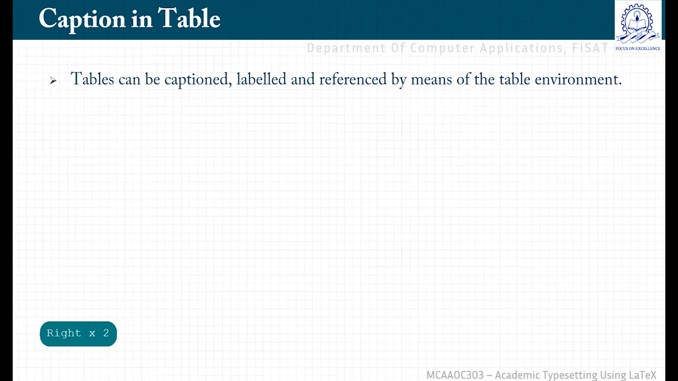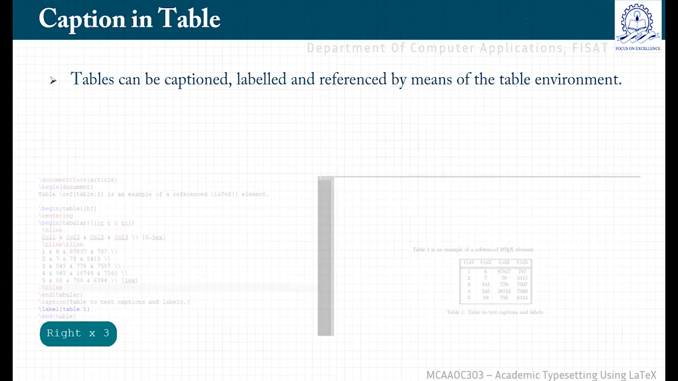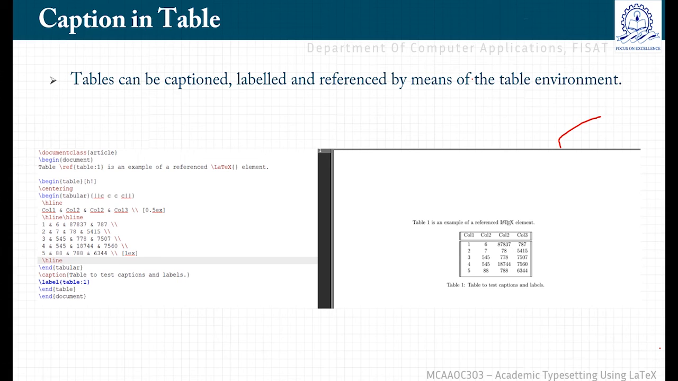Another important topic with respect to tables is captions. Tables can be captioned, labeled, and referenced by means of the table environment. See this example here. Here I have a table. At the bottom part of the table, the caption is displayed. Table 1, table to set captions and labels. How do I achieve this? Let us examine the code here.